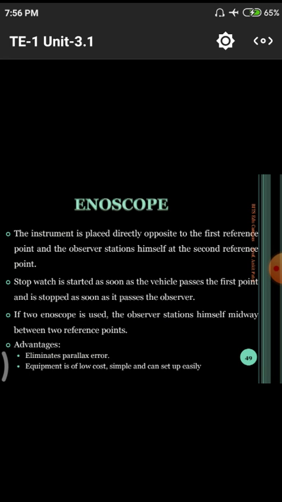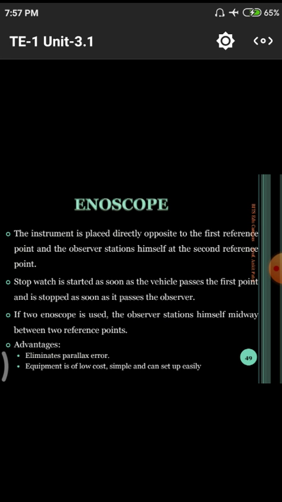The instrument is placed directly opposite to the first reference point, and the observer stations himself at the second reference point. That means at the first reference point itself, the eno scope is placed at a particular point, the starting point of the vehicle, and they observe at what time the vehicle starts from that point. A stopwatch is started as soon as the vehicle passes the first point. The observer having the stopwatch in his hands starts his calculation when the vehicle starts from the point.